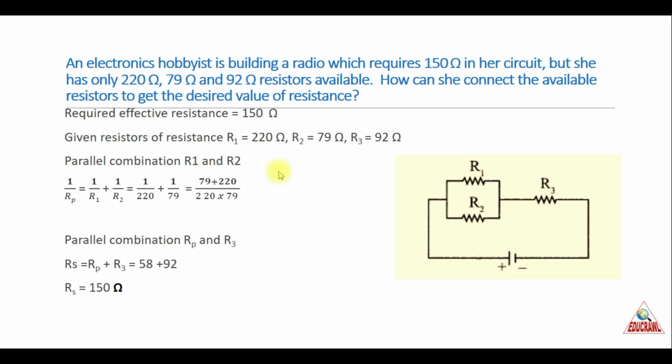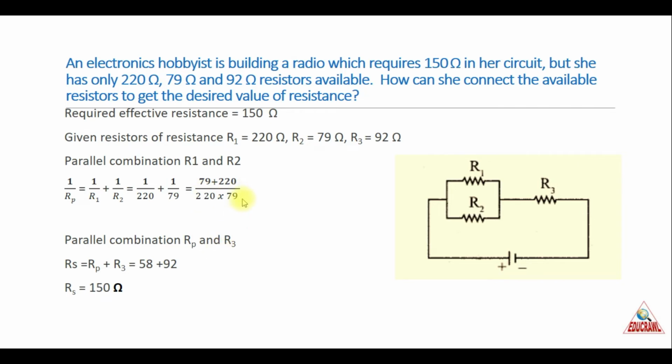So first here, we try the parallel combination of R1 and R2. For this parallel combination, we know the effective resistance value as 1 by Rp is equal to 1 by R1 plus 1 by R2. Substituting the values, taking LCM and multiplying, you get the value as 58 ohm.